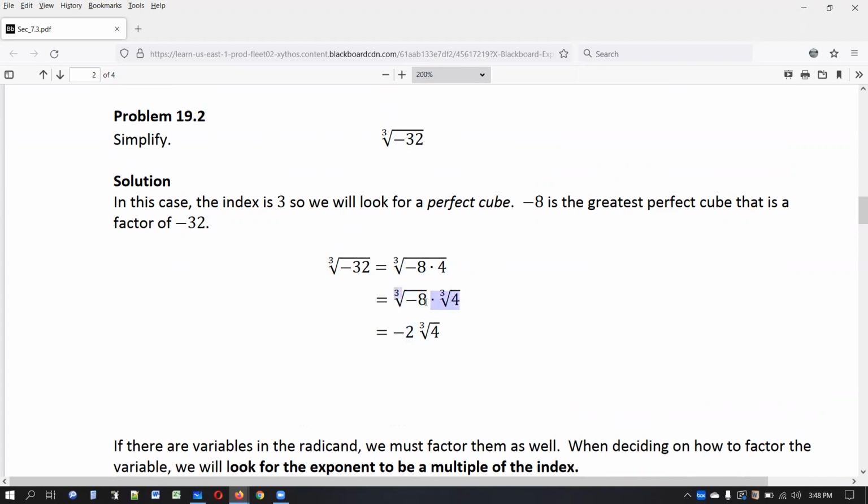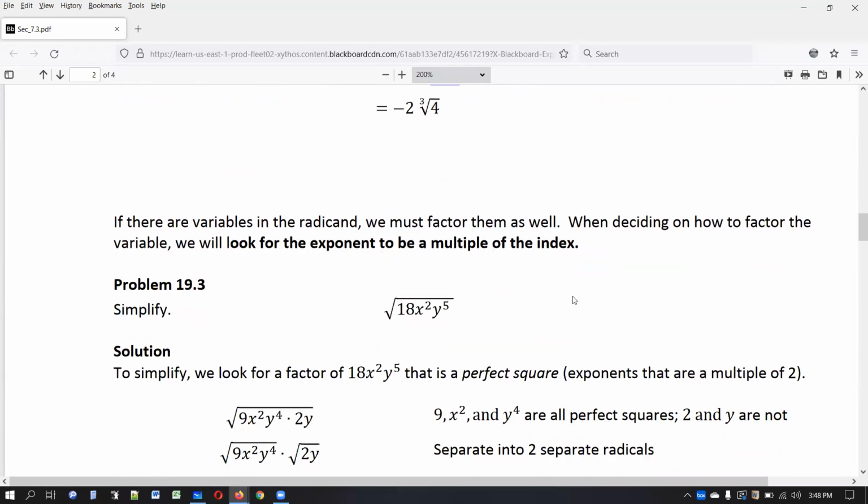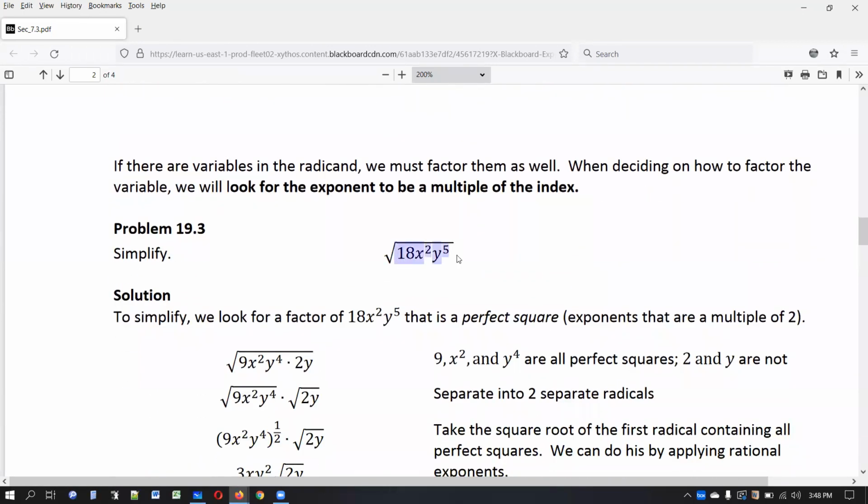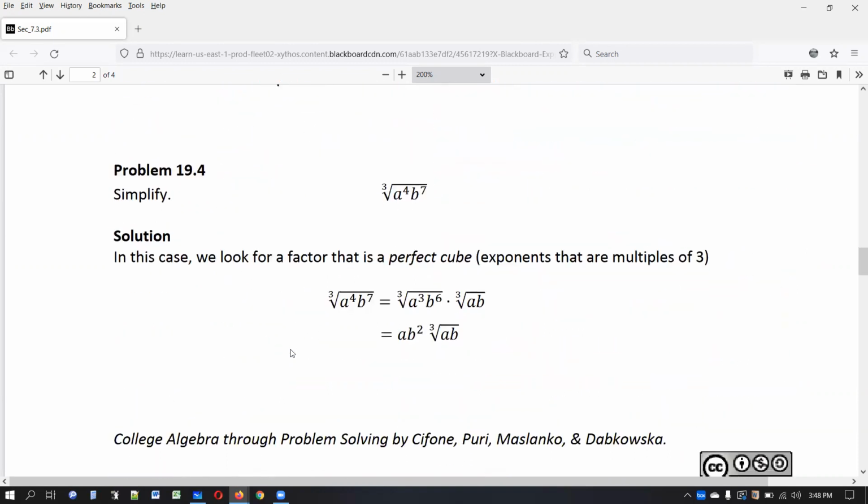And this stays the same because I cannot simplify the cubic root of 4. All right, we'll discuss this in a minute, because this is the other type of simplification that we're interested in, where we may have a number and variables inside the radical. So we'll talk about this in a minute.